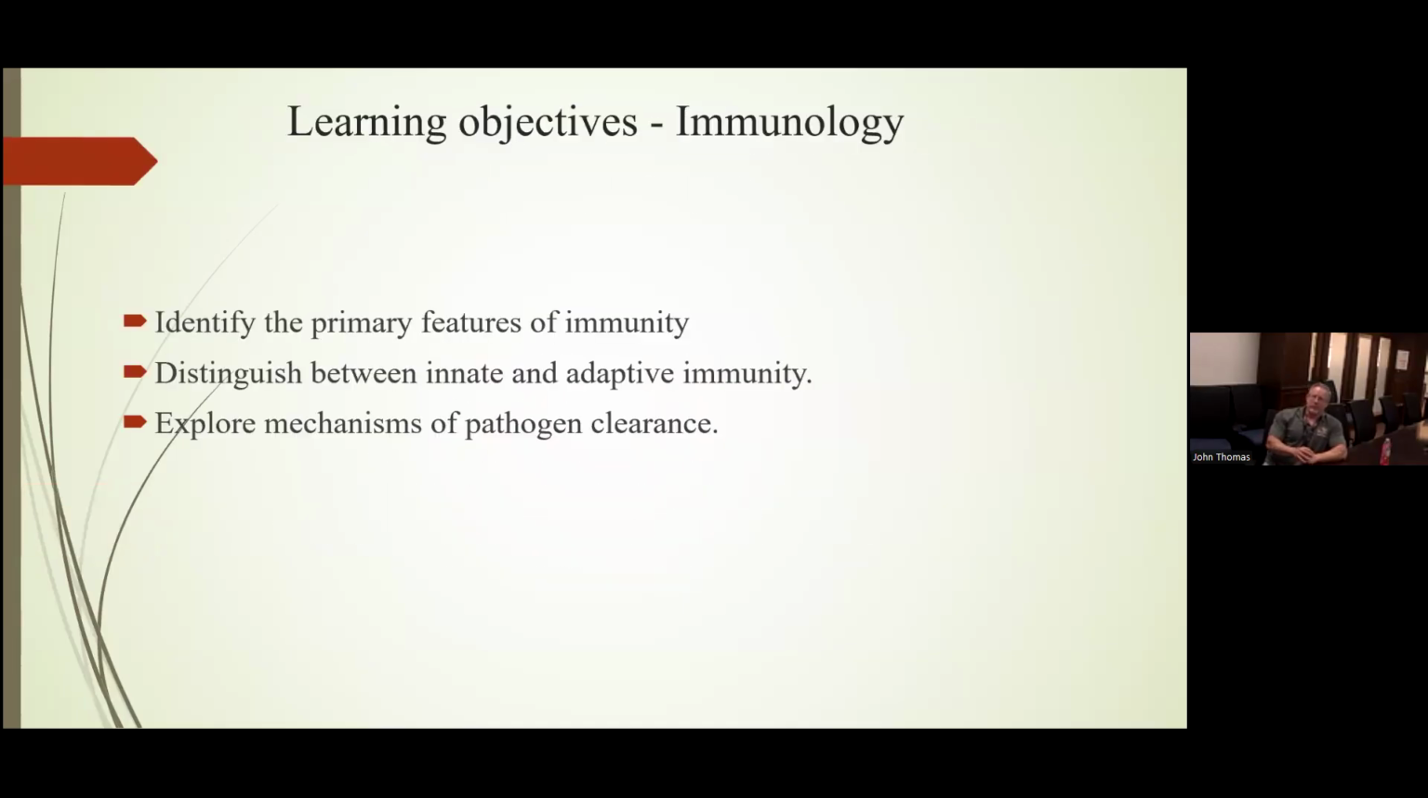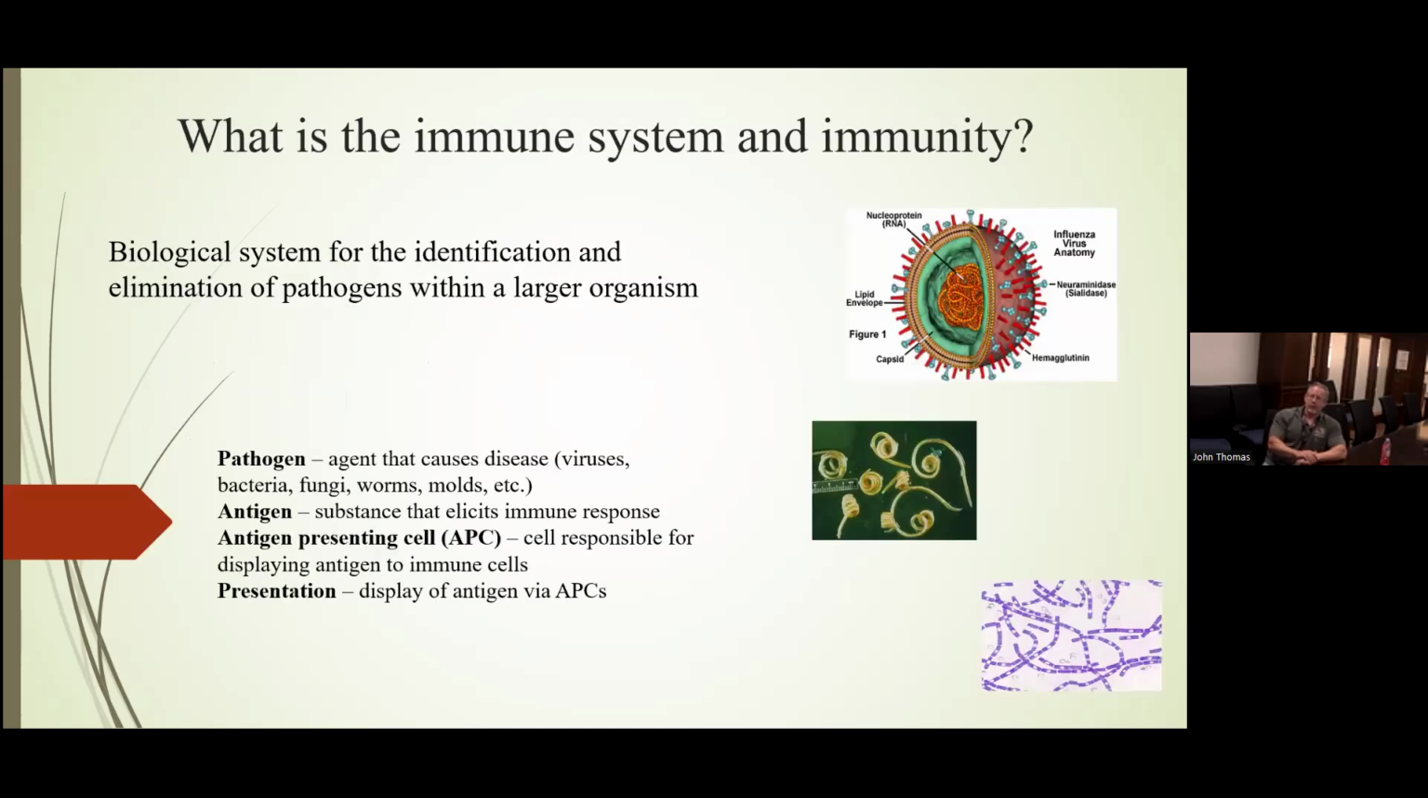So our learning objectives for today are to identify some of the primary features of immunity, be able to distinguish between the two main phases of the immune system, the innate and the adaptive immune response, and we'll briefly touch on some mechanisms of pathogen clearance. So what is the immune system and immunity? Essentially, the immune system is a biological system for the identification and the elimination of pathogens within a larger organism.